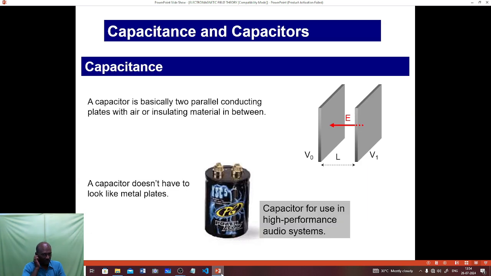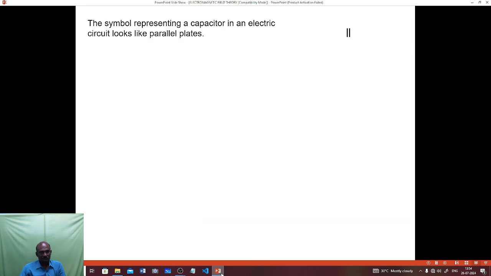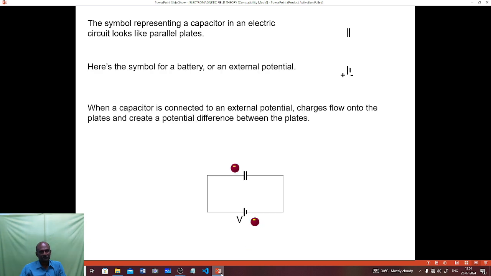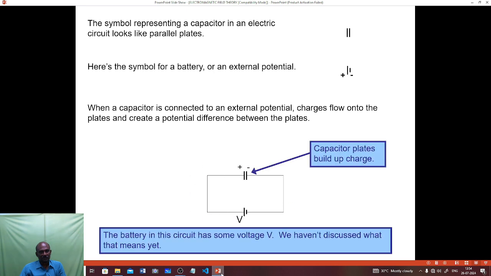Then the capacitor is an electrostatic material. A capacitor is basically two parallel conducting plates with air or insulating material in between. So two conductors separated by some dielectric medium is defined as a capacitor. This is the symbol representing a capacitor, shown with a battery. A capacitor is connected to an external potential, and charge flows. So as a source, it will supply.